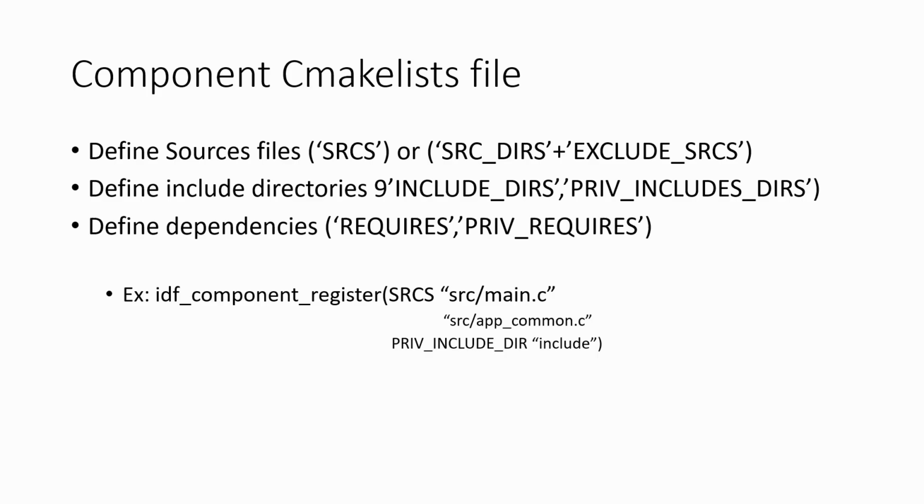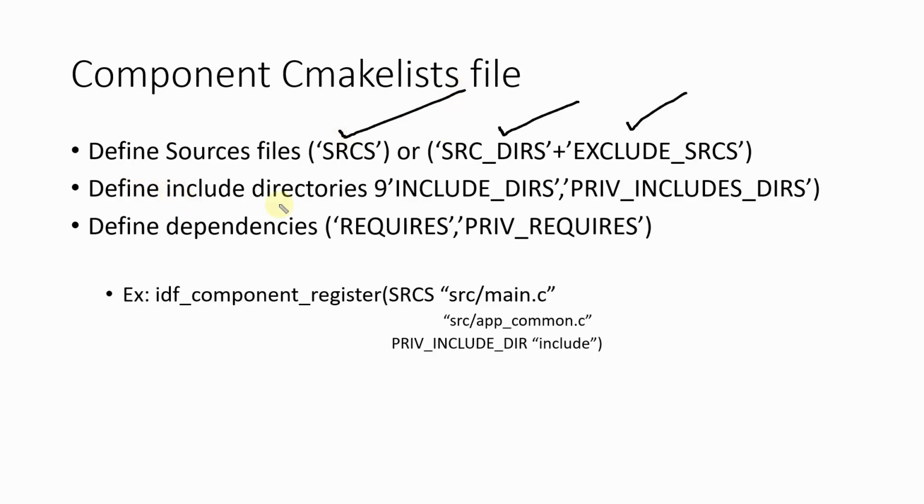And in the CMakeLists file, basically we will be doing all these things. We will be including and defining source files using SRCS, or source directories can be directly included using the command SRC_DIRS, and excluded using the command EXCLUDE_SRCS. So source directories can be directly included using this particular command, excluded using this particular command, and a single file can be included using the SRCS command.